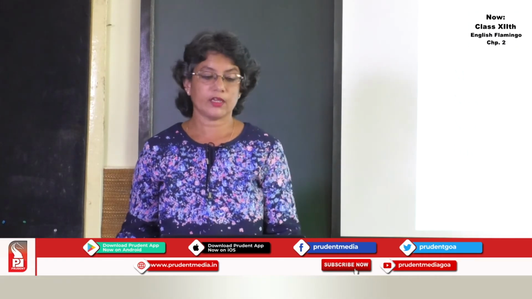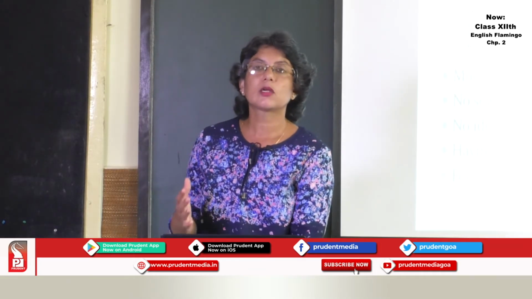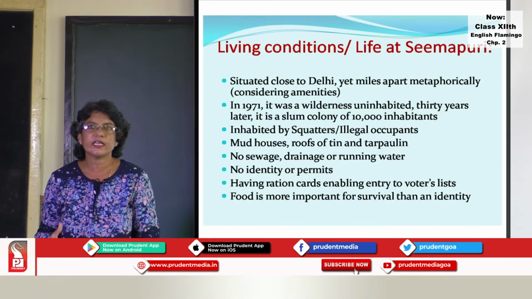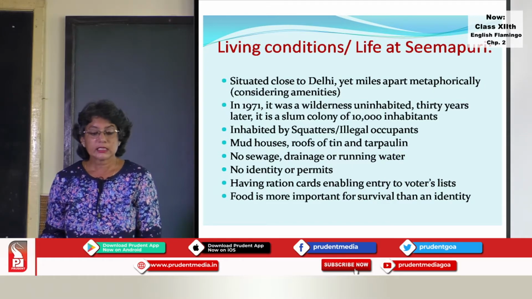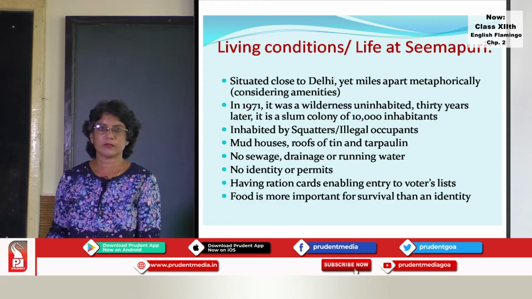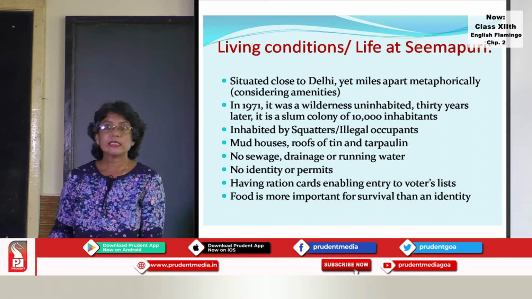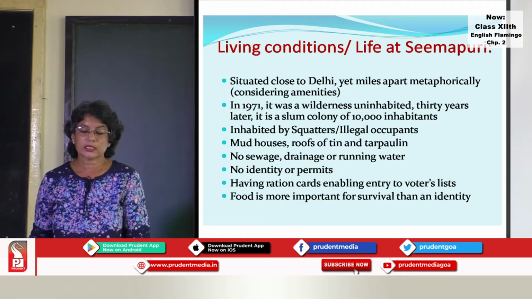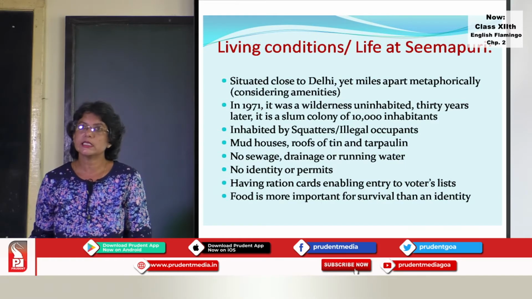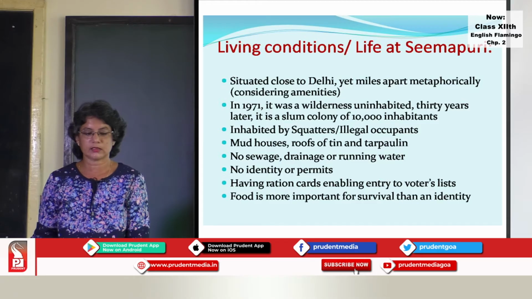Now, we'll move on to the living conditions or life at Seemapuri. Now, on the one hand, Seemapuri is situated close to Delhi. It lies on the fringe, on the boundary of Delhi. However, the writer says it is miles apart metaphorically, considering the amenities, the facilities that are available. In 1971, when most of these migrants came here, it was a wilderness, uninhabited. However, 30 years later, it is a slum colony of 10,000 inhabitants.